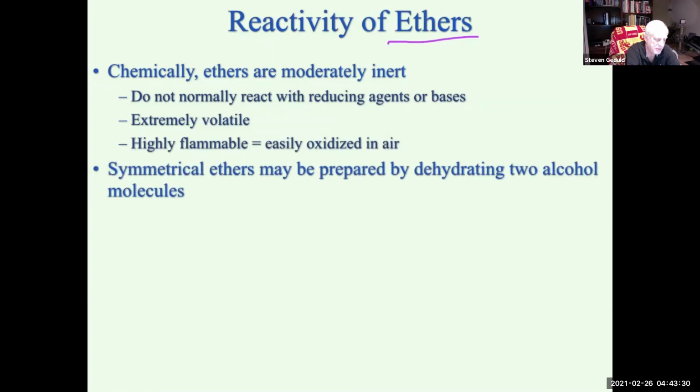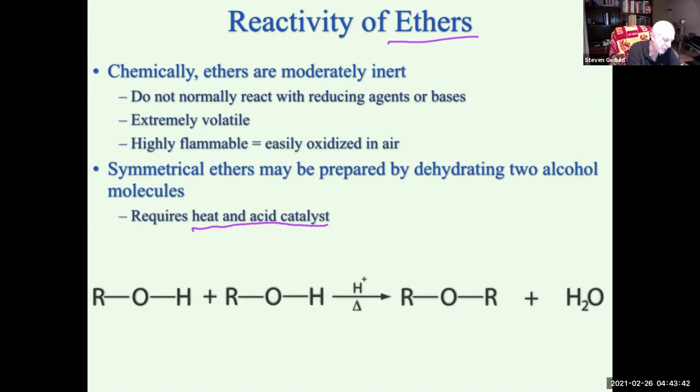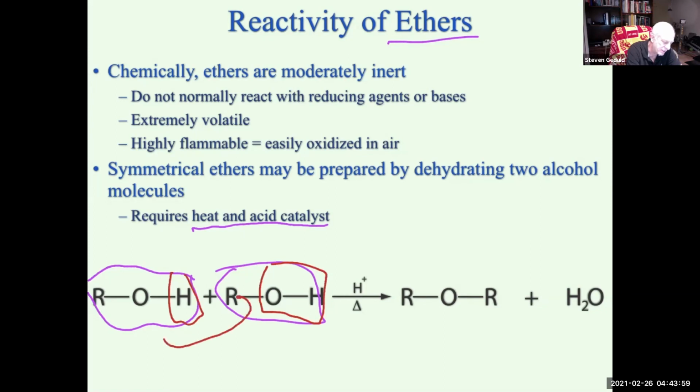Okay. Symmetrical ethers may be prepared by dehydrating two alcohol molecules together. So to make it, it requires heat and an acid catalyst to occur. So we take two alcohol molecules. We have ROH, ROH, and we're going to do a dehydration reaction between those two. So we're going to remove an OH group from here and an H from here. So this R is going to attach to that oxygen. And we've lost water, a dehydration reaction.